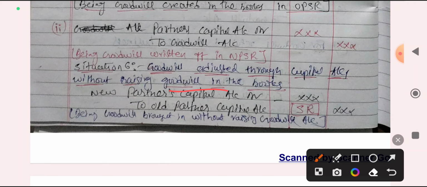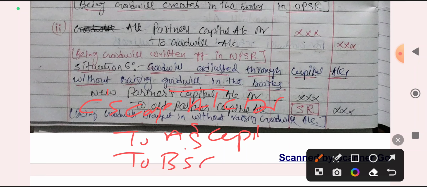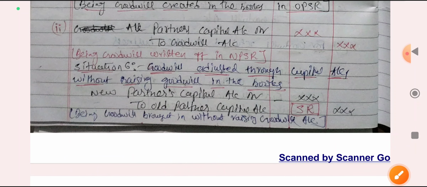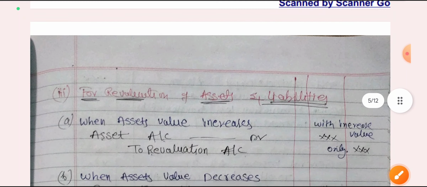Suppose here in the example, C's capital account will be debited to A's capital and to B's capital. In which ratio? Sacrificing ratio. How will you get the sacrificing ratio? Sacrificing ratio is equal to old ratio minus new ratio, which we already discussed. So these are the basic and general entries.